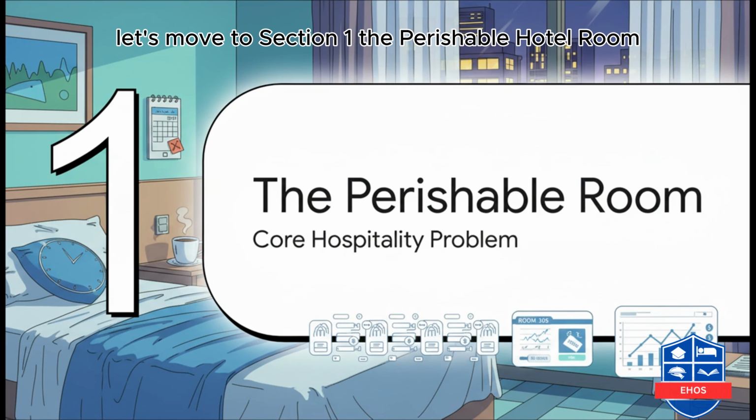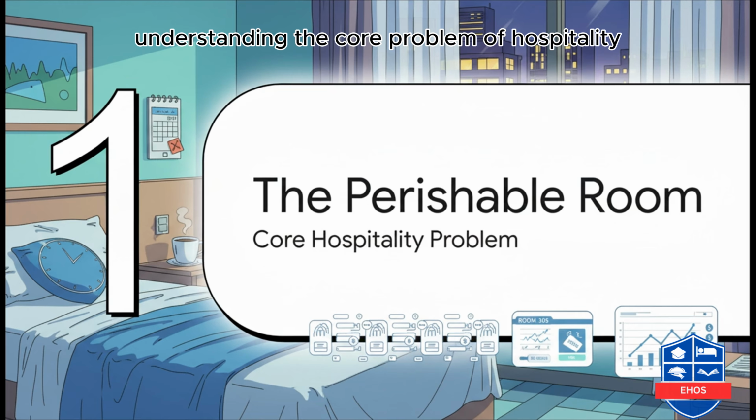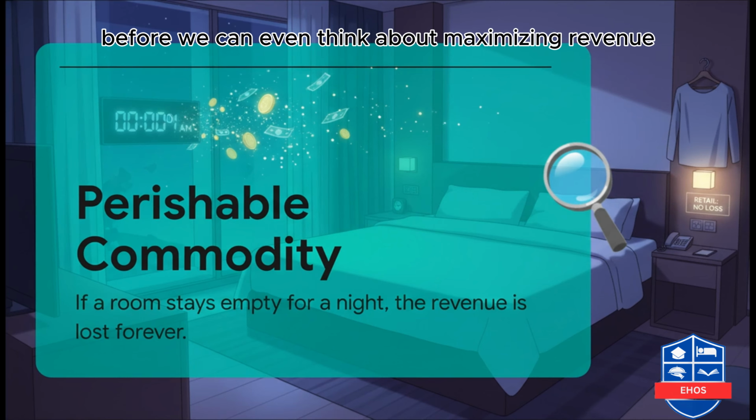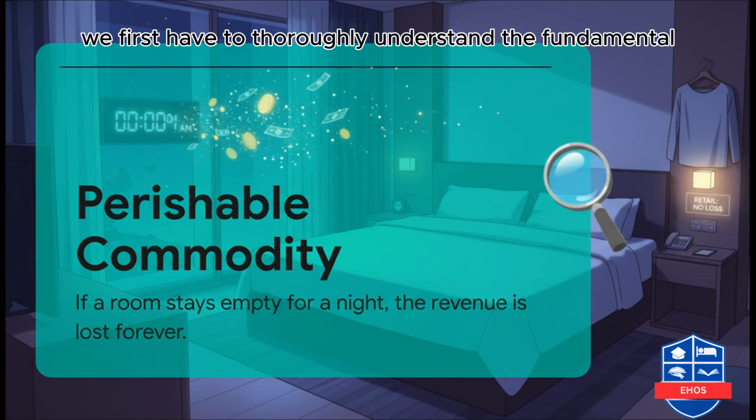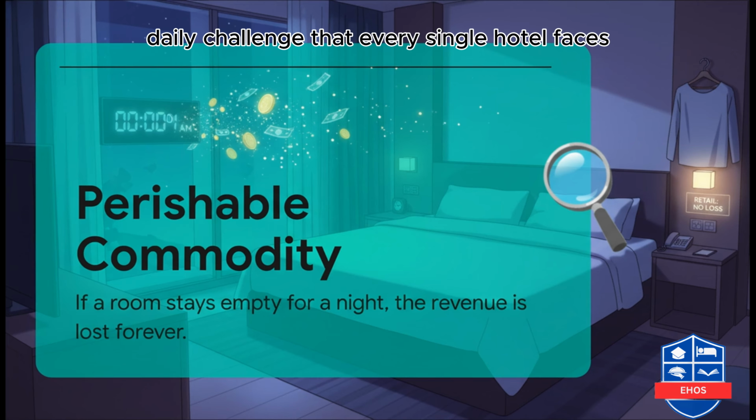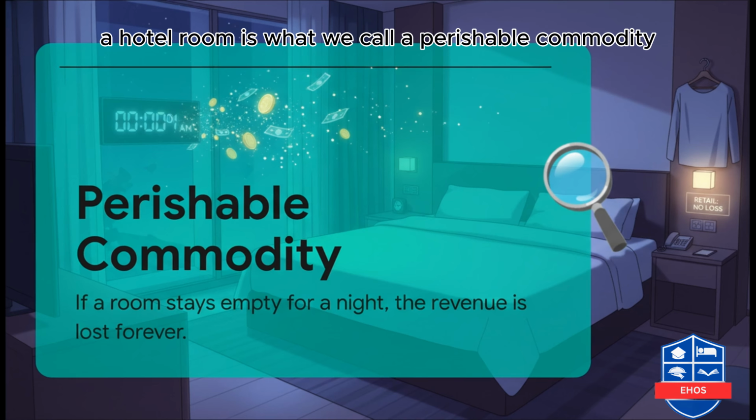Let's move to Section 1, the perishable hotel room, understanding the core problem of hospitality. Before we can even think about maximizing revenue, we first have to thoroughly understand the fundamental daily challenge that every single hotel faces. A hotel room is what we call a perishable commodity.